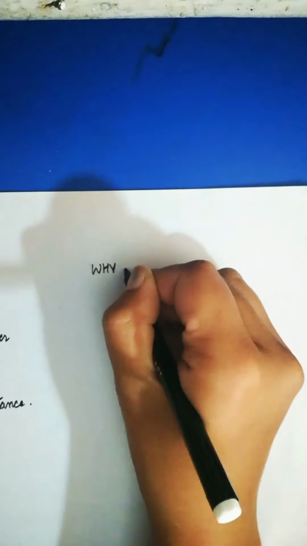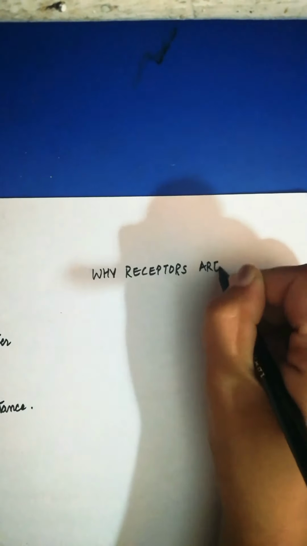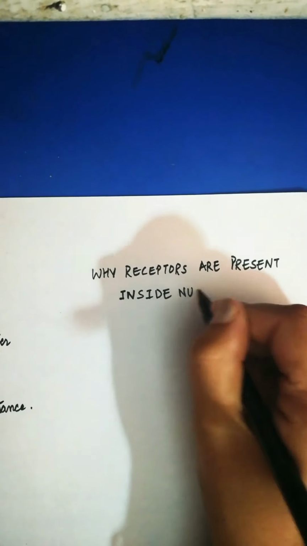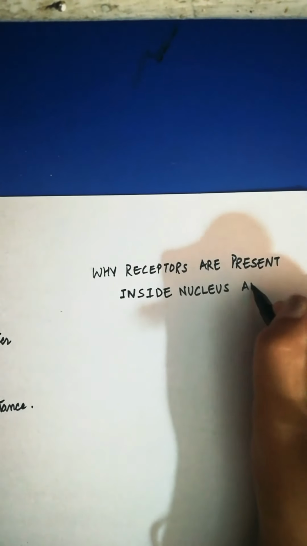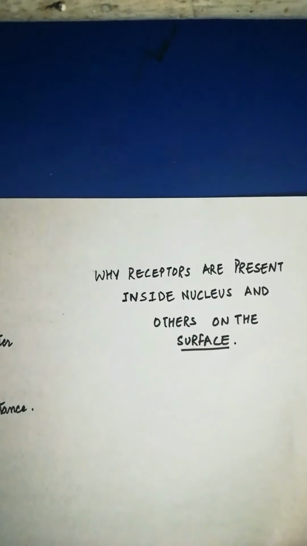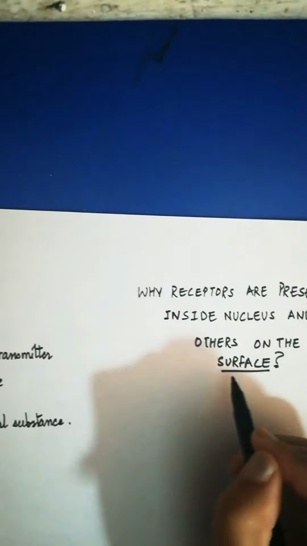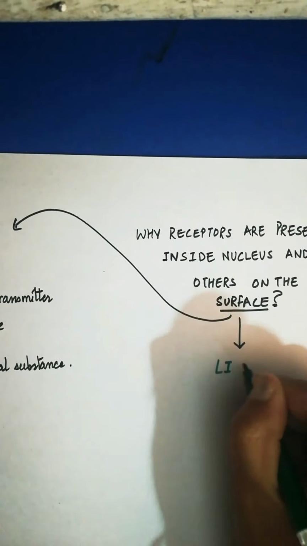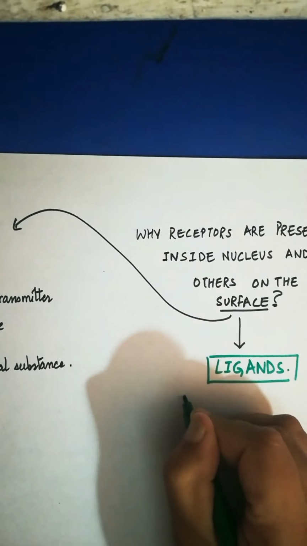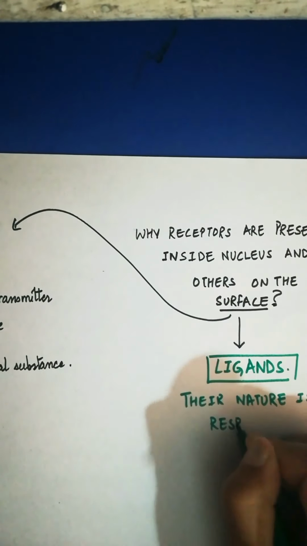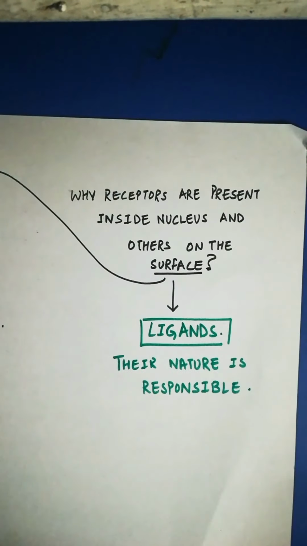Now, have you ever thought about why some receptors are present on the nucleus and others are present on the surface of the cell? Have you ever thought of that concept? Yes, the answer to this question is it's all about ligands. The story revolves around the ligands. It totally depends upon the nature of the ligand, their physicochemical properties, that defines where their receptor should be.